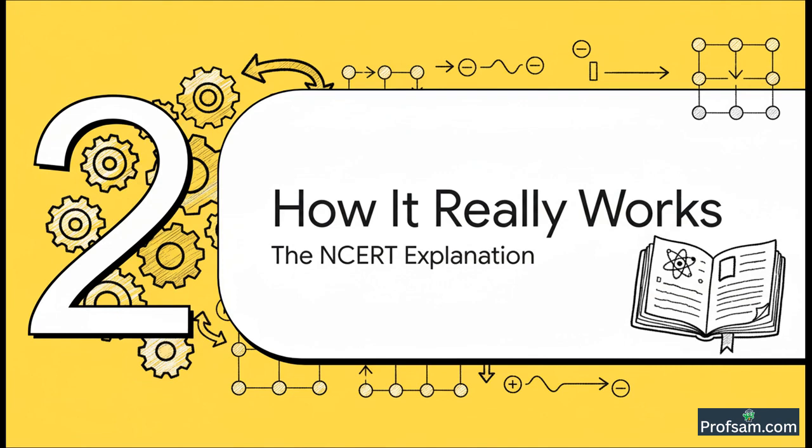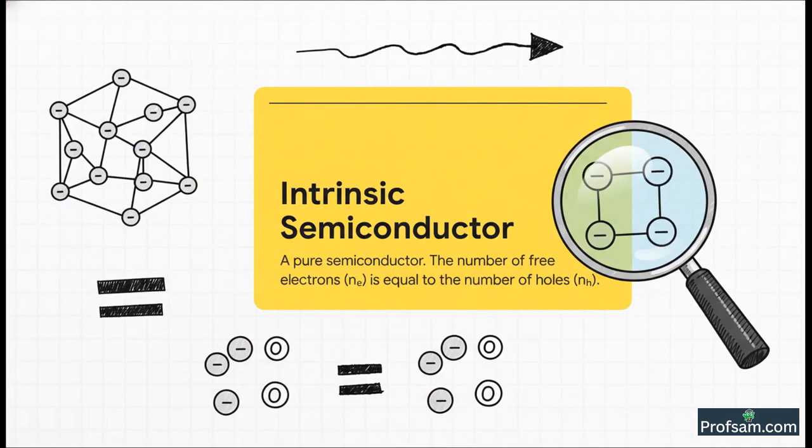Okay, so that classroom analogy gives us a pretty good mental picture, right? Now it's time to connect that simple idea to the official scientific explanation that you need to write in your exams. So what is an intrinsic semiconductor officially? Well, the textbook definition is very simple. It is a semiconductor in its purest form. Matlab, no impurities, nothing mixed in. And its most important property is that the number of free electrons, which we write as n sub e, is always equal to the number of holes, n sub h.